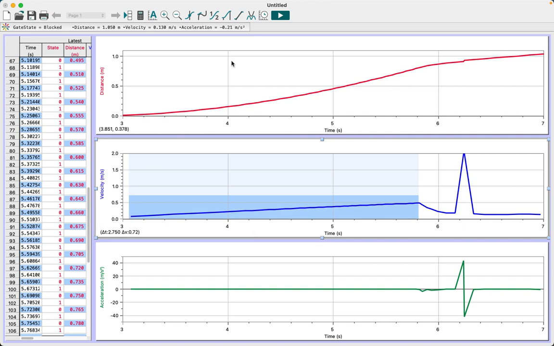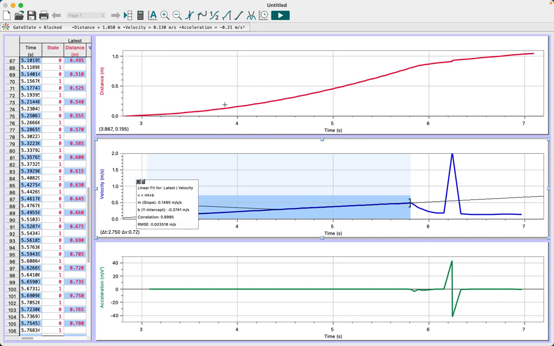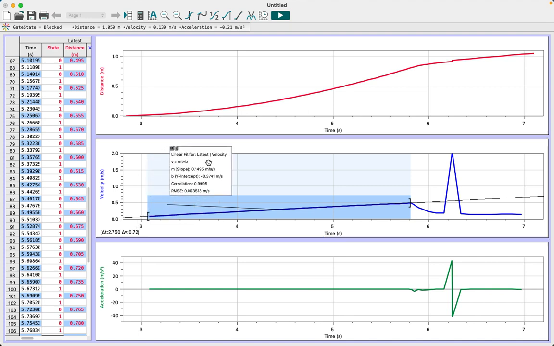And then from there, if I go up to the top, there are a couple of ways you could get the slope. One way is to go up here to this straight black line on a curve. That's the linear fit button. If I press that, that gives me an equation. I'm going to pull that over a little bit.